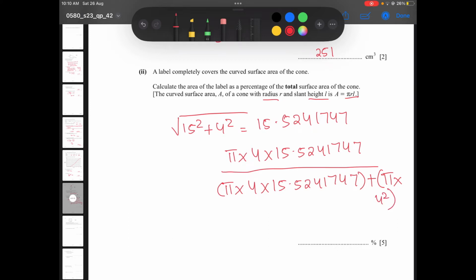So when you do this calculation, we have on our top side 15.5 into 4 into pi, and we have pi into 4 squared, and we will multiply the whole thing by 100 so that we can get a percentage. Okay, that gives us some kind of error. No, okay, my bad. It gives us 79.5%, so that's the correct answer for this question.